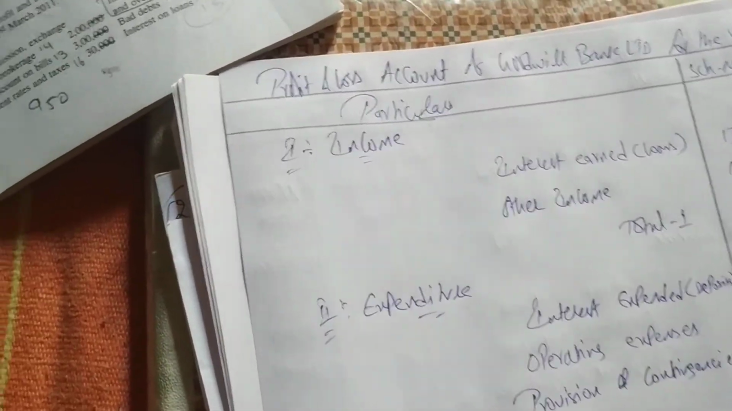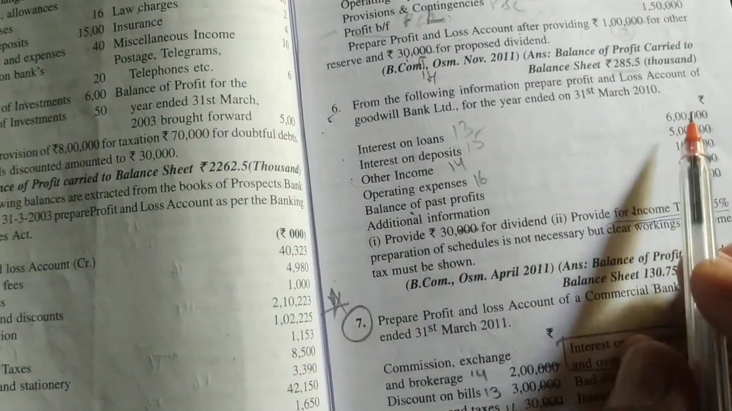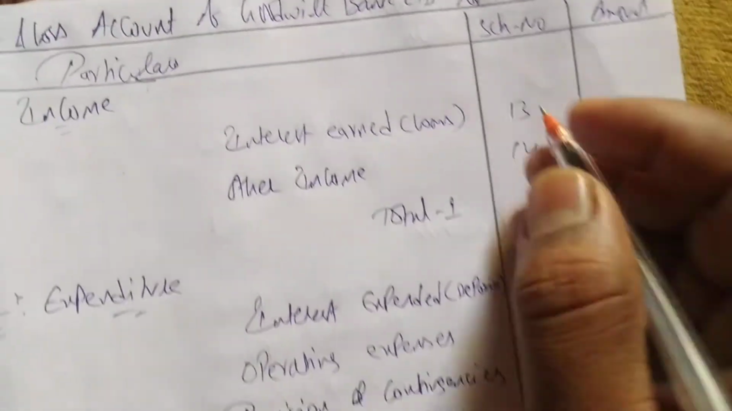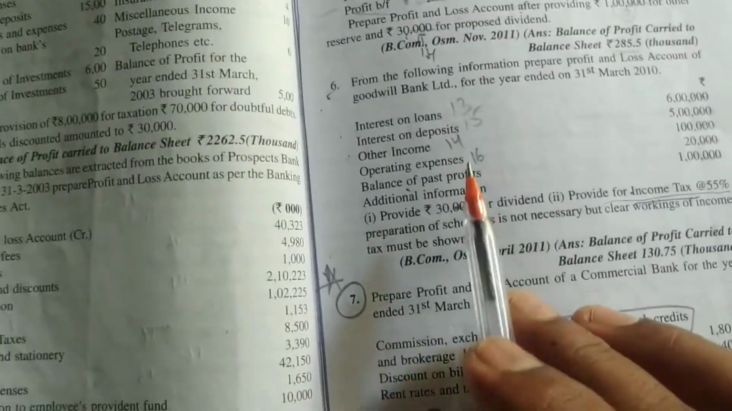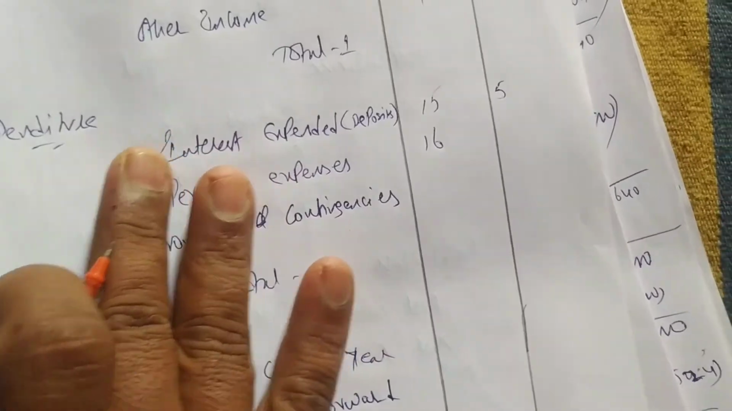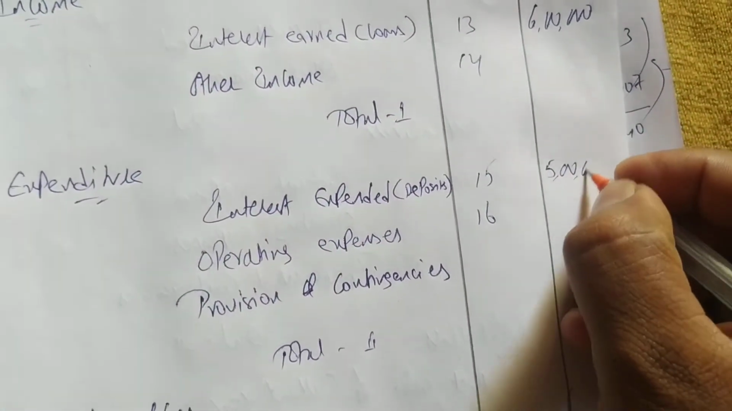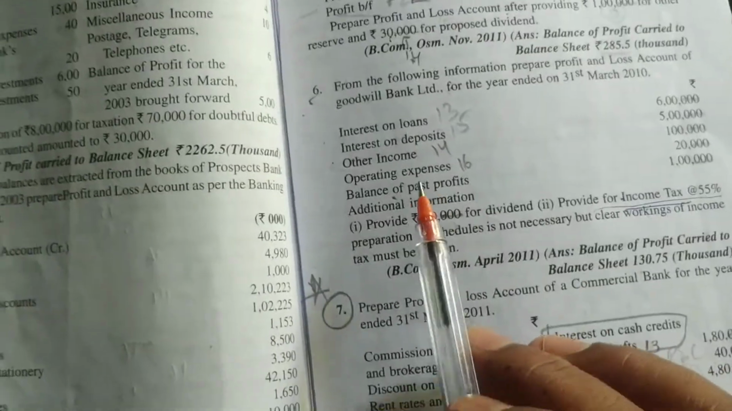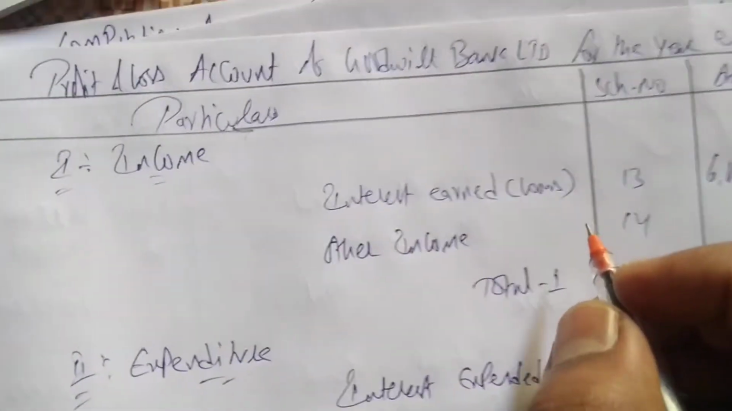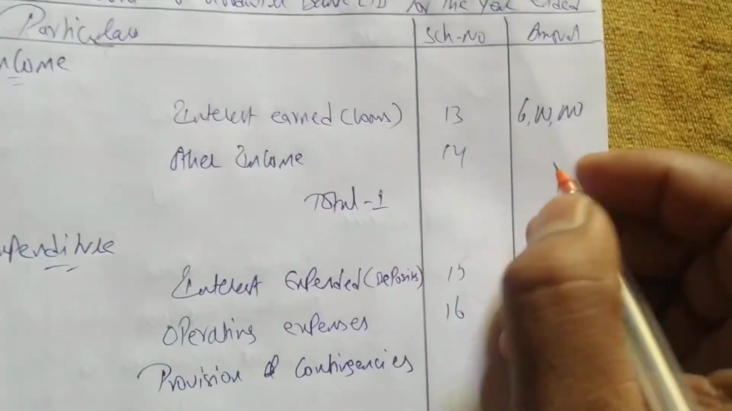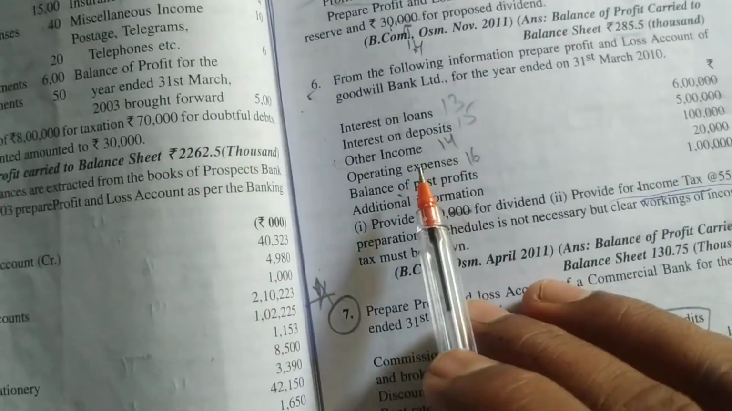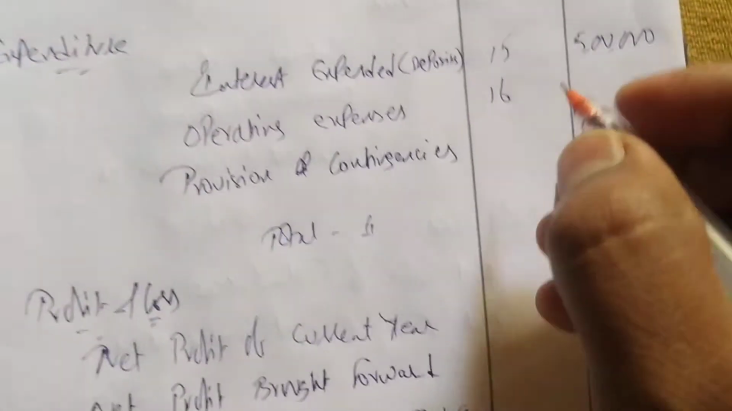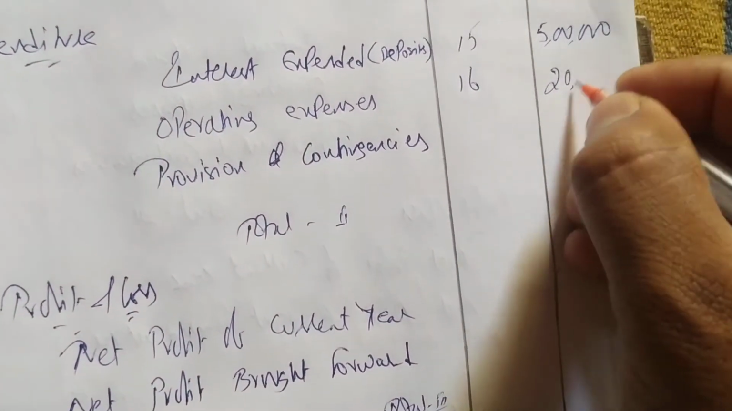So all the items we will write one after the other. First, interest on loan means we have earned interest. So interest earned, 6 lakhs we write here in schedule number 13. Then we have interest on deposits, which we are paying, that is interest expended 5 lakhs. Interest expended means on deposits we are paying interest. After that, other income 1 lakh. In front of other income write 1 lakh. Okay. After that, write operating expenses 20,000. So go in front of operating expenses and write 20,000.